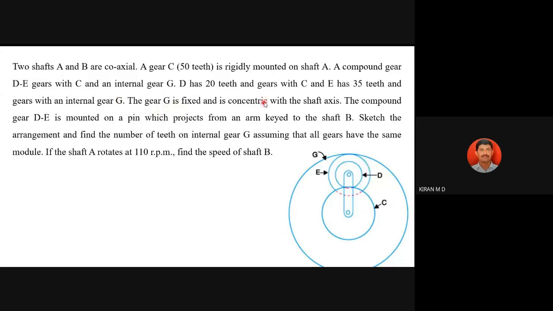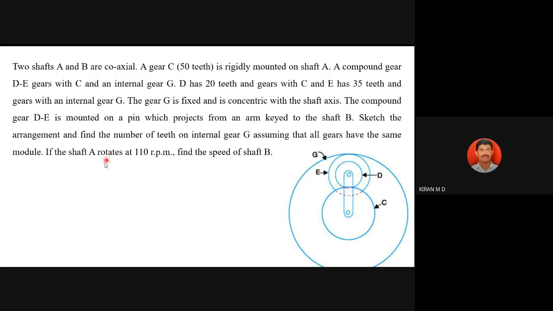The gear G is fixed and is concentric with the shaft axis, so it is fixed and is the center for the shaft axis. The compound gear D and E is mounted on a pin which projects from an arm keyed to the shaft B. It is projected from here to here.